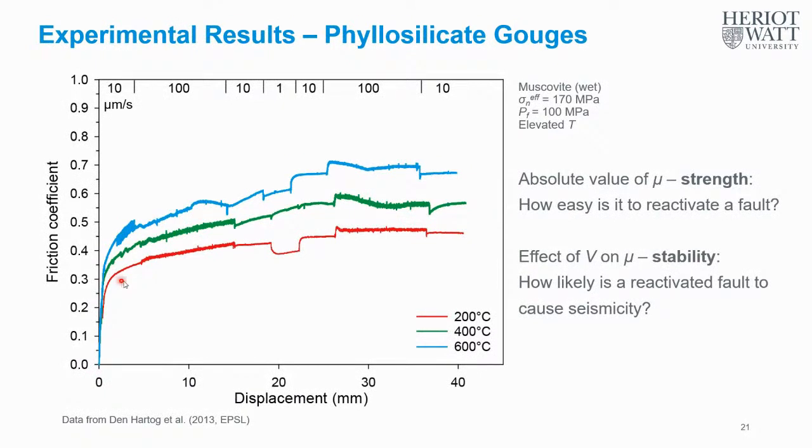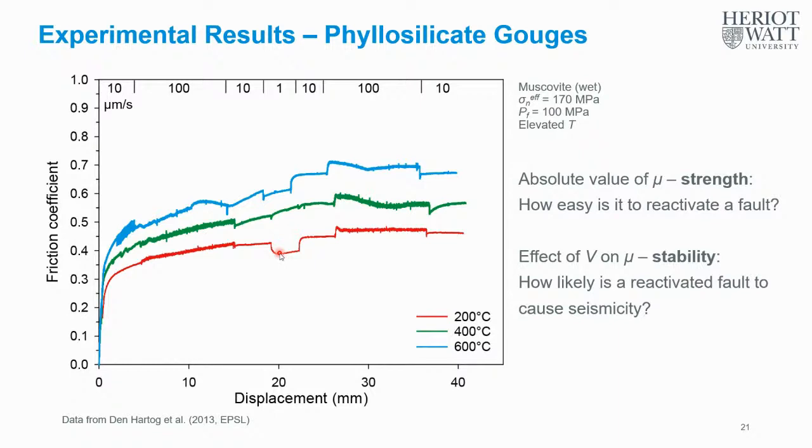If we look back at the figure that I showed to you before, so the muscovite data here, then you will probably have noticed that there are steps in the friction coefficient. These steps are related to changes in the slip velocity, so the velocity with which the forcing blocks are moved with respect to each other. This tells us something about the stability of sliding. So how the friction coefficient changes with that change in slip velocity tells you how easy or how likely it is that a reactivated fault causes seismicity. Because a fault, when it's reactivated, doesn't necessarily result in an earthquake.